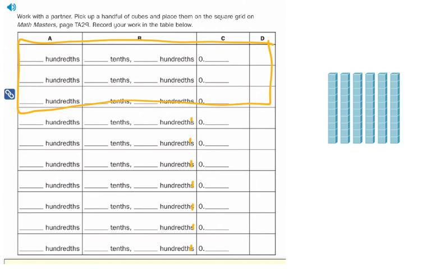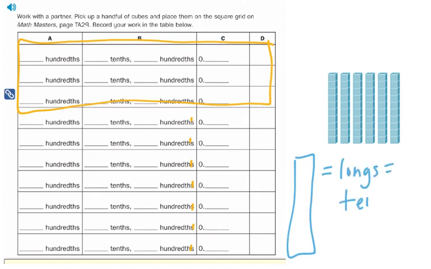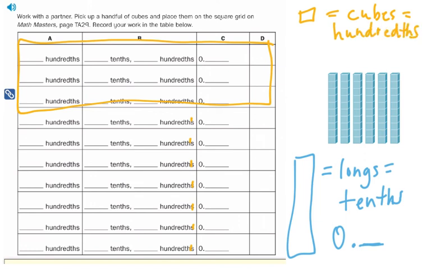Remember that the longs equal tenths, and that is the first place after the decimal. The little cubes equal hundredths. And when we write that as a decimal, that is this place right here. Okay, so go ahead and finish the assignment.